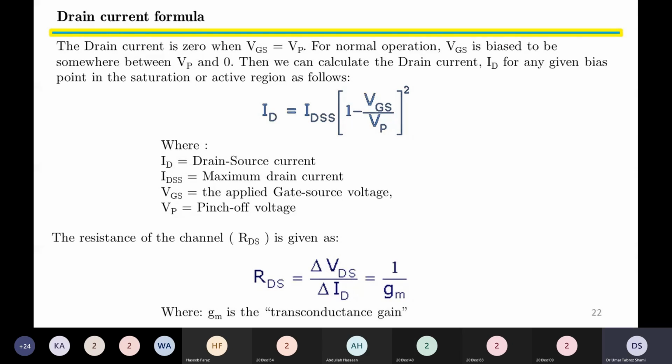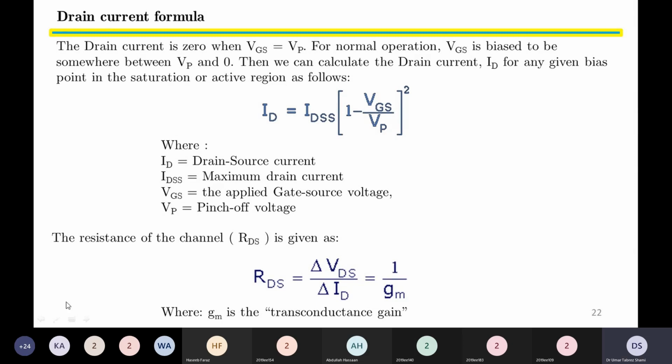So this shows that our FET is a voltage control device, and it is different from the BJT. The BJT was a current control device, whereas the FET, from this formula we learn that the FET is a voltage control device.